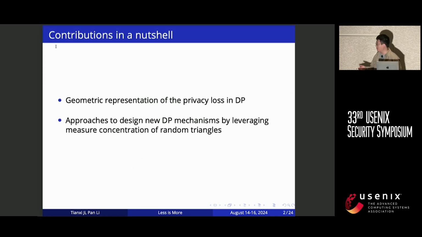Before I get started, I want to summarize our technical contribution in a nutshell. We give a geometric representation of the privacy loss in DP and also develop approaches that can be used to design future new DP schemes by leveraging the measure concentration of random geometry objects.